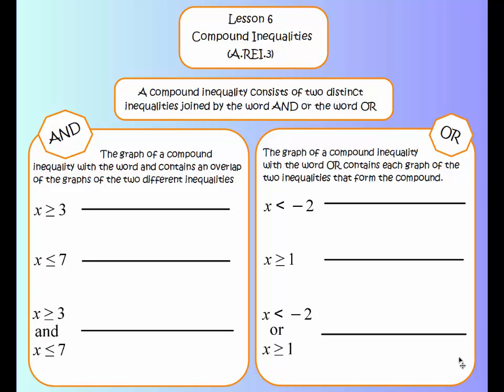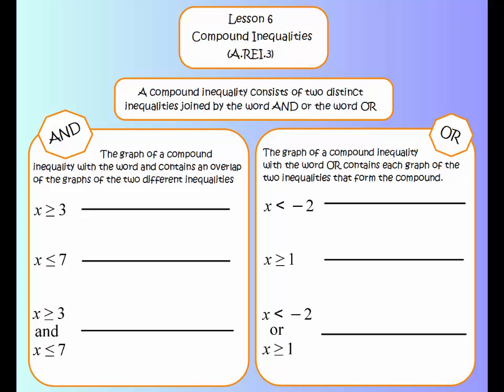This is lesson 6 on compound inequalities. A compound inequality consists of two distinct inequalities, and those two inequalities are joined by the word and or the word or. So let's see what happens when we join them with the word and. The graph of a compound inequality with the word and contains an overlap of the graphs of the two different inequalities. So let's see what we mean by that.